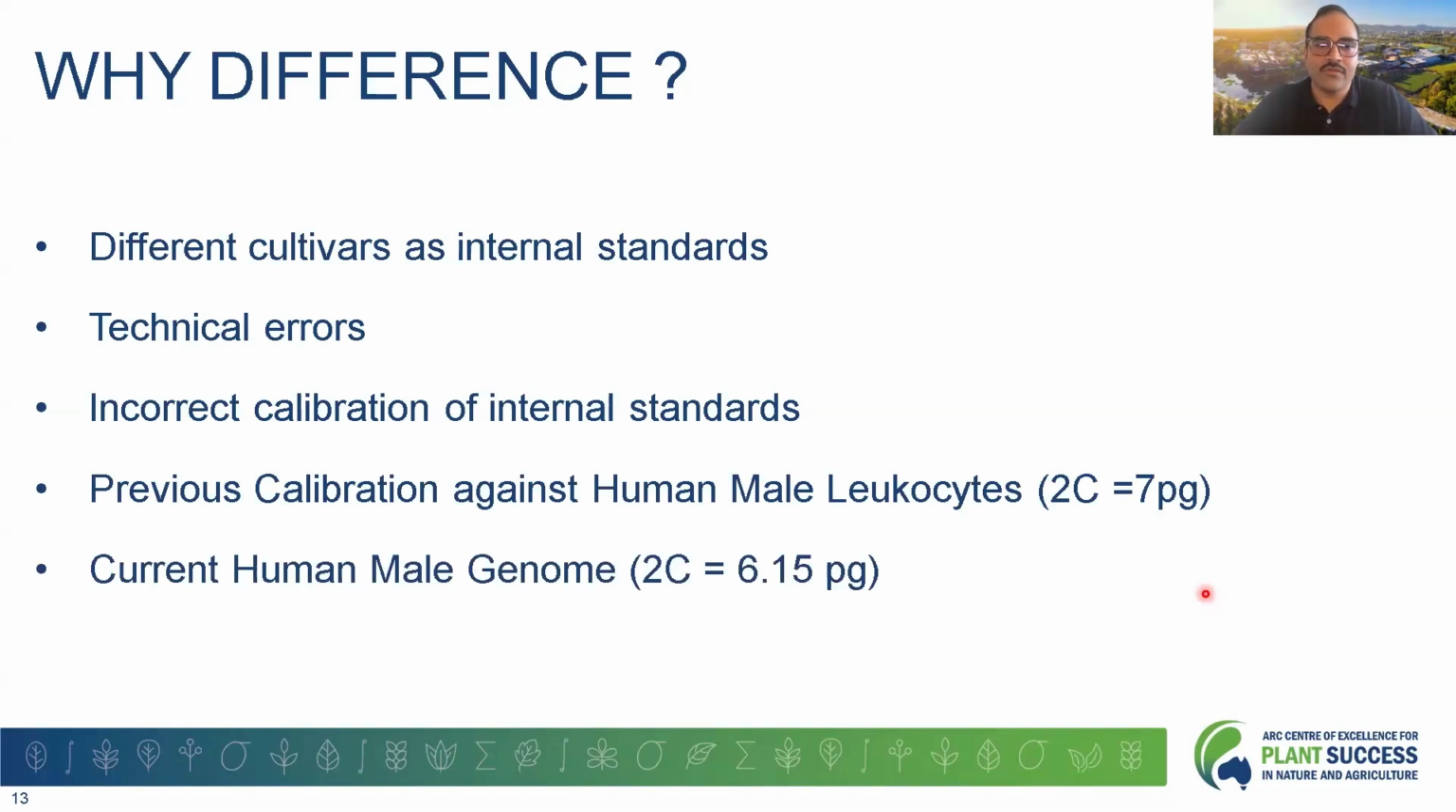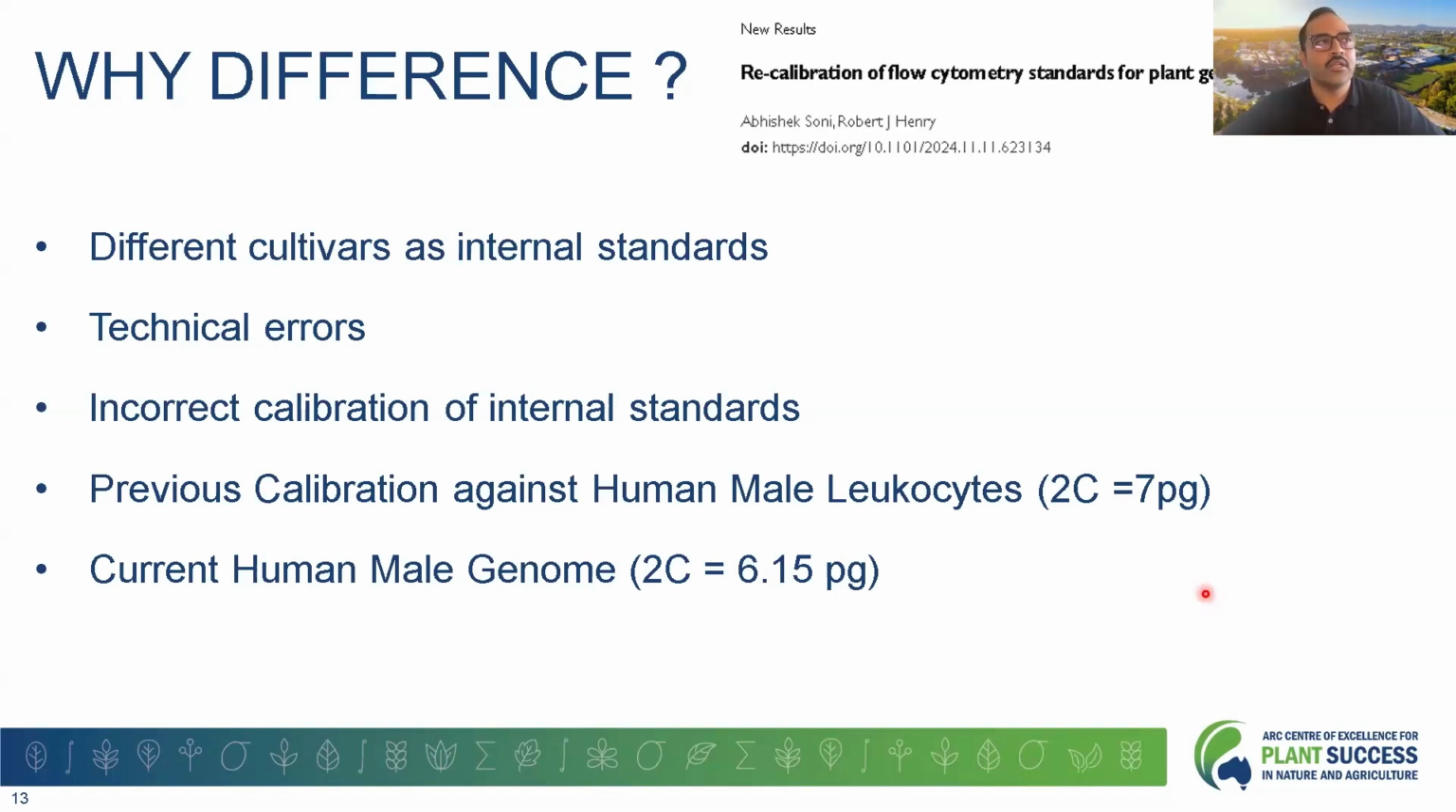But the current value of the human male genome, where the whole genome has been sequenced and it's a gapless genome with the use of long read and advanced sequencing technologies, is now considered to be 6.15 picogram, which is way smaller than the previous estimate. So all the previous standards that were calibrated against human male leukocytes, we believe were incorrectly calibrated. That's why we took another approach to calibrate a few more internal standards for plant genome size estimation.